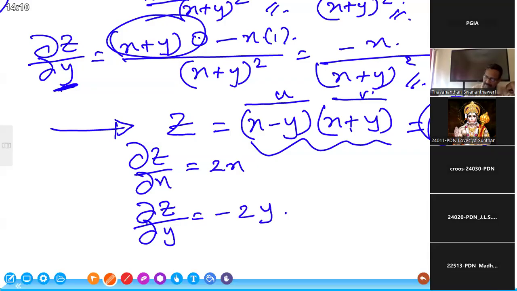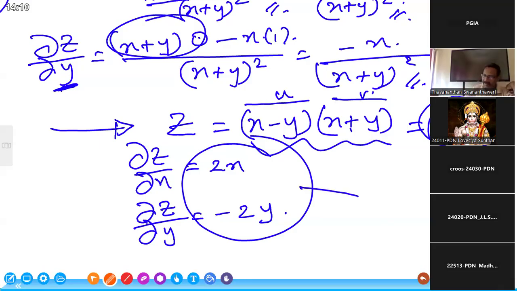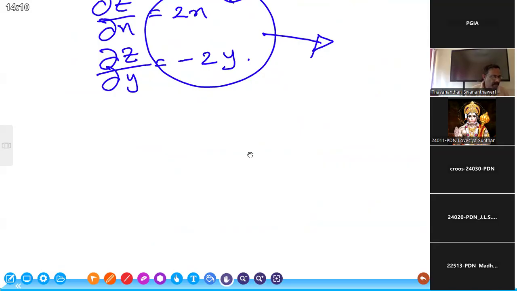Minus 2y. Right. Okay. ∂²z/∂x² is equal to 2. The rest you can try. The other one is ∂²z/∂x∂y is equal to 0. Okay. This is just to show you how to differentiate. Any questions? If you have any specific questions, we still have time to answer.